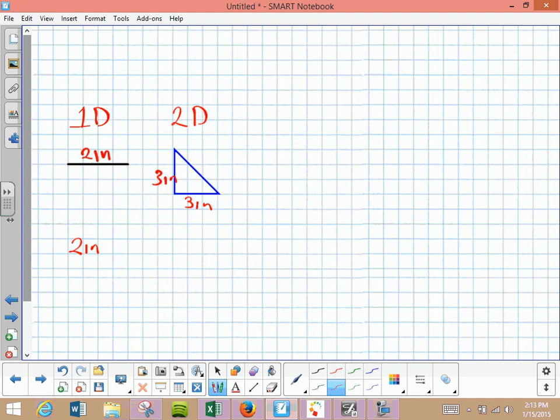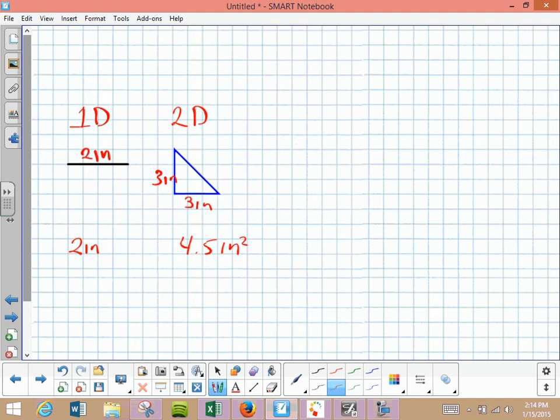For this one, if I want to find the area, what do I do? Base times height divided by 2, right? So 3 times 3? 9. 9 divided by 2? Isn't it 4.5? It's 4.5. What kind of inches? Squared. And for this, it's just one measurement, right?